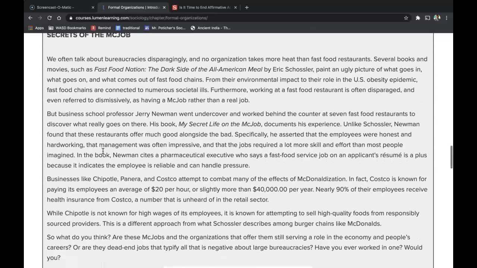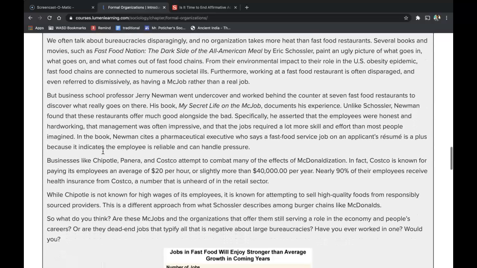The secrets of the job here are quite controversial, but here's how it works in today's times. We often talk about bureaucracies disparagingly, and no organization takes on more heat than fast food restaurants. Several books and movies, such as Fast Food Nation: The Dark Side of the All-American Meal by Eric Schlosser, paint an ugly picture of what goes on and what comes out of fast food chains. From their environmental impact to their role in the U.S. obesity epidemic, fast food chains are connected to numerous societal ills.